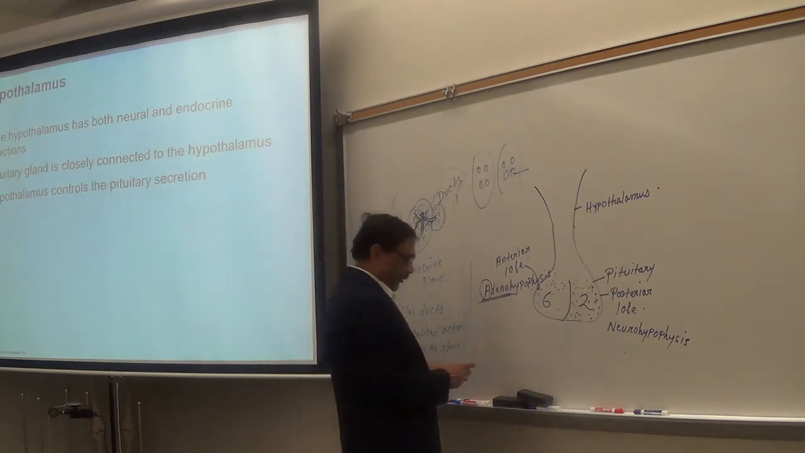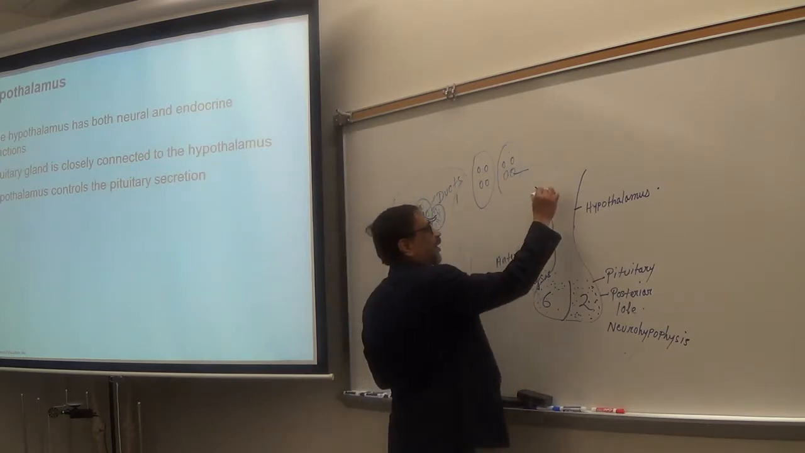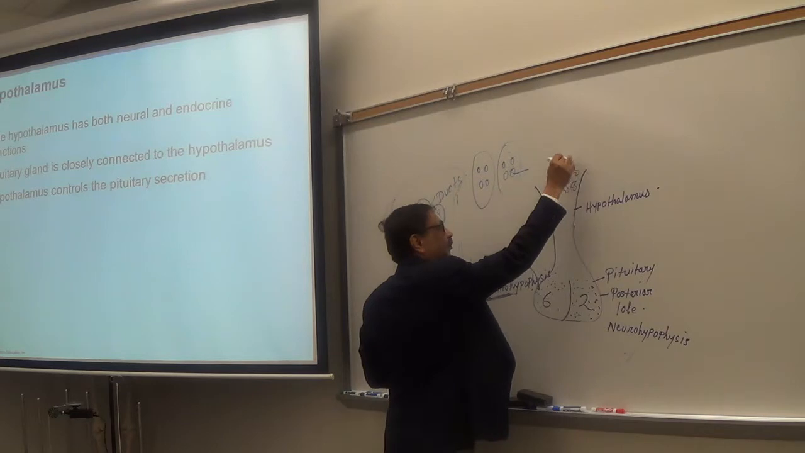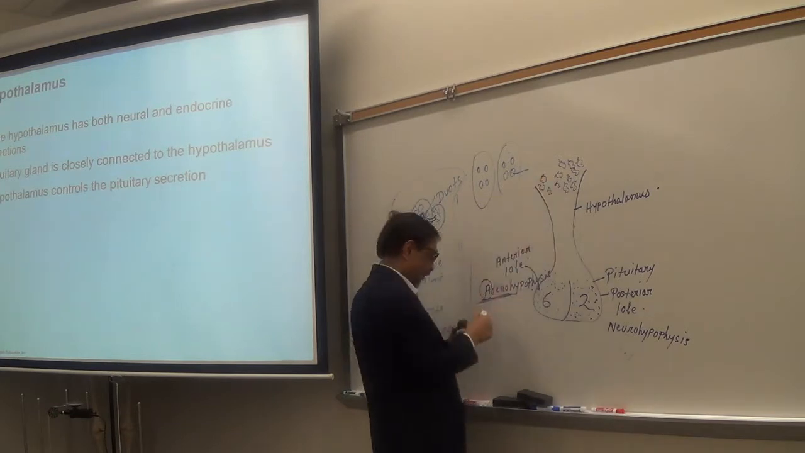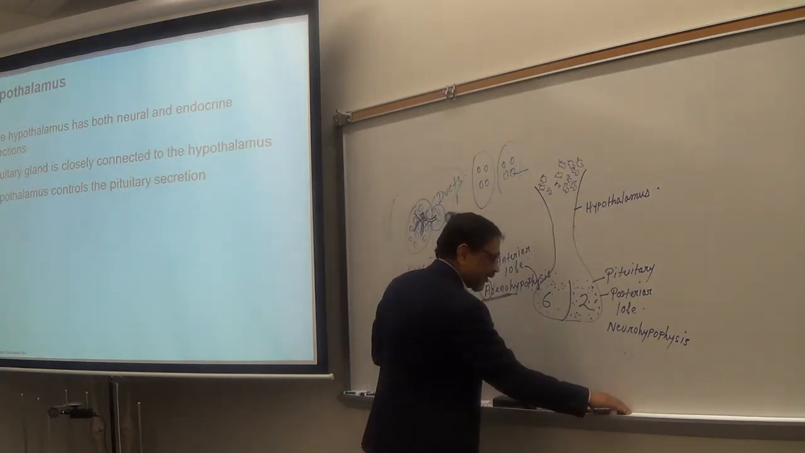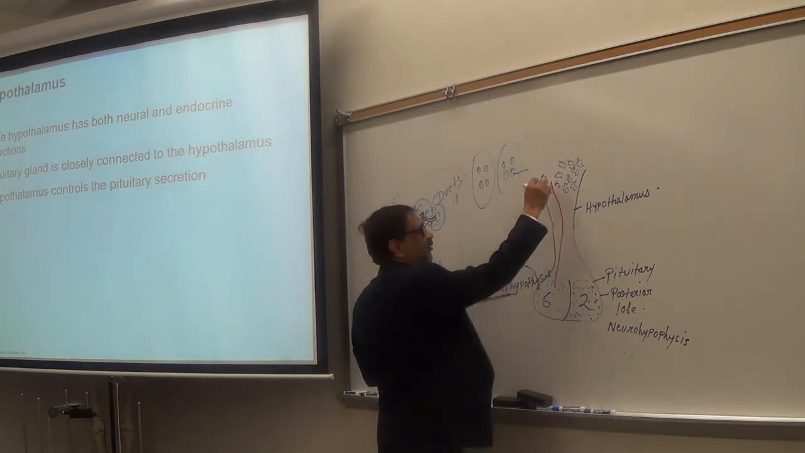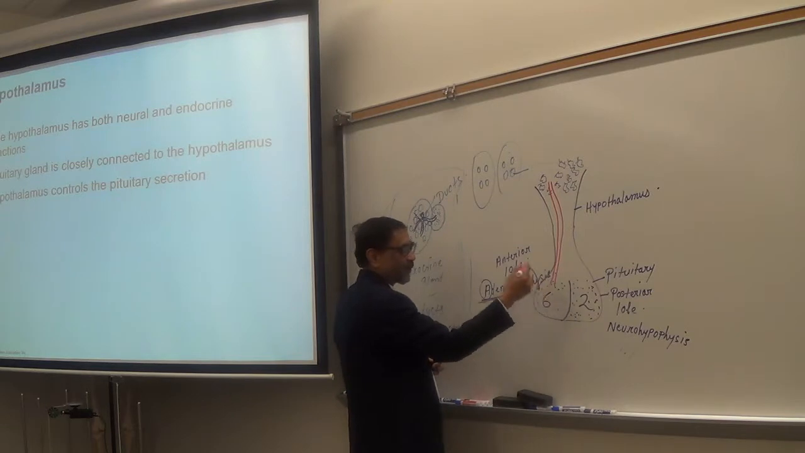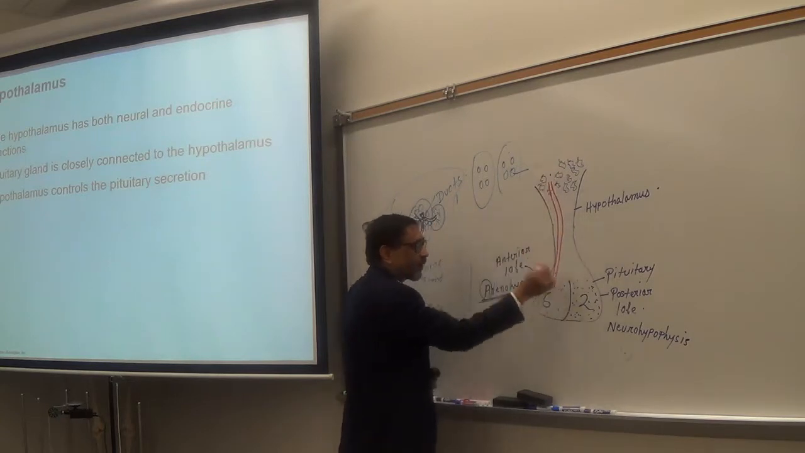Now, how does the hypothalamus control the anterior and posterior pituitary? So these are the neurons in the hypothalamus. Okay, these are the neurons. Okay. Now, what happens? These neurons secrete chemicals. Those are called releasing factors. Releasing factors that will go to the pituitary to release the hormones. So, releasing factors come from the hypothalamus to the pituitary.